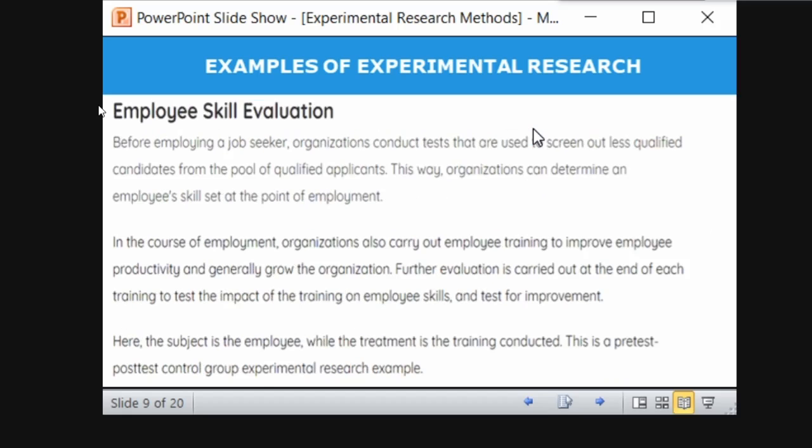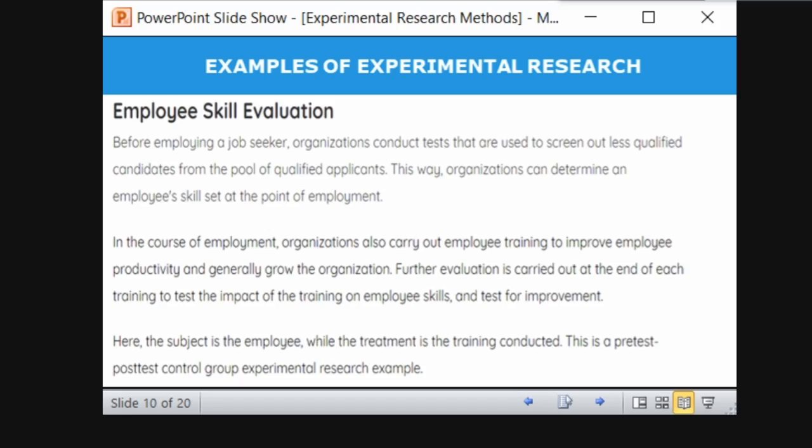Okay. So the next example is employee skill evaluation. Before employing a job seeker, meaning whoever has completed a degree and is searching for a job, the organization conducts tests that are used to screen out less qualified candidates from the pool of qualified applicants. This way, organizations can determine an employee's skill set at the point of employment.